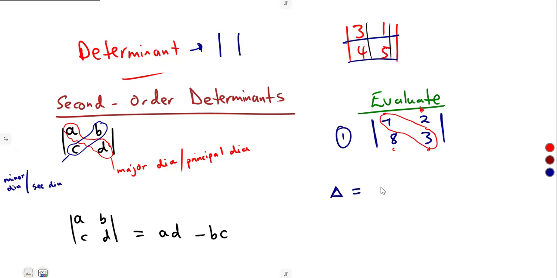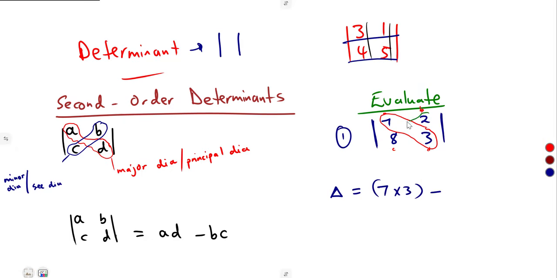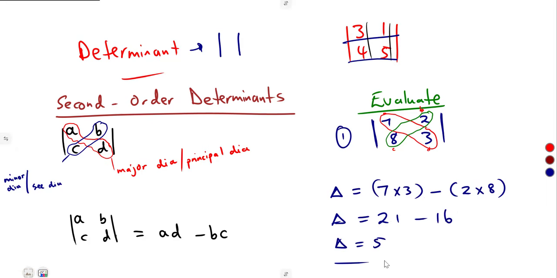7 times what? 7 times 3, minus the product of the minor diagonal, which is our secondary diagonal, 2 and what? 2 and 8. So I have to multiply these together, 2 times 8. So this will be our determinant. Just like that, 7 times 3 is 21, minus 2 times 8, 16. Subtract this, you're going to obtain what? A 5. You can use your calculator. It is in your hands.